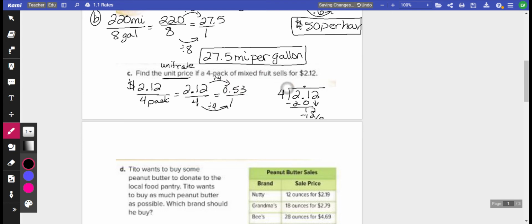So I'm going to erase the work off to the side on the right so I can write my answer. So this means that it is 53 cents per 1 pack of mixed fruit.